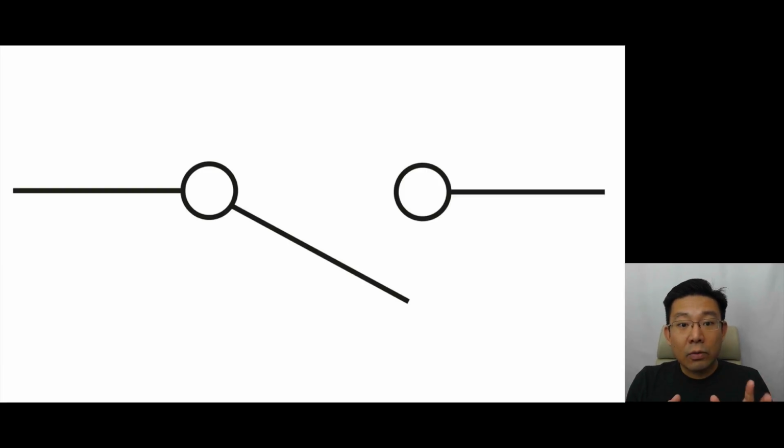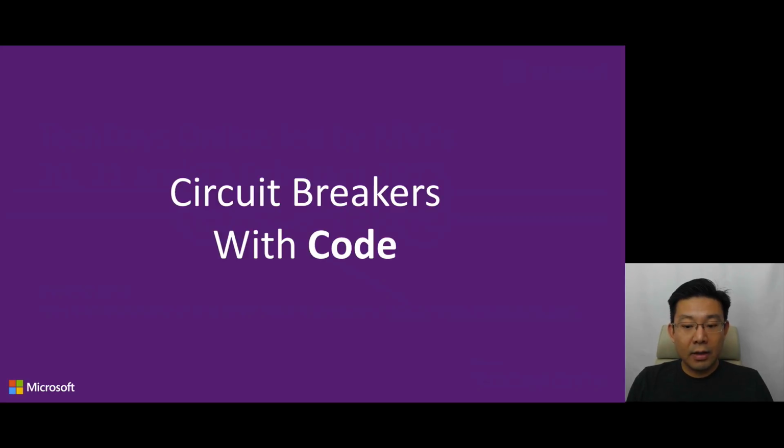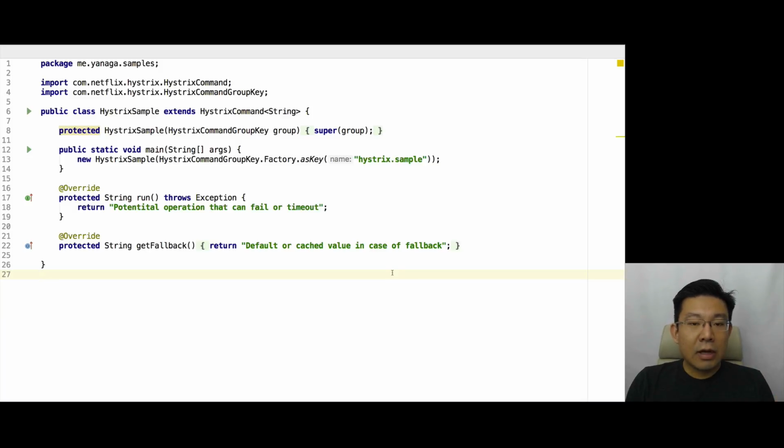So how can we do that in our application? If we must design our applications to be resilient, how can we deal with that? I'll show you two different approaches for this. First, we can implement circuit breakers with code. So I'm going to show you now some Java code.